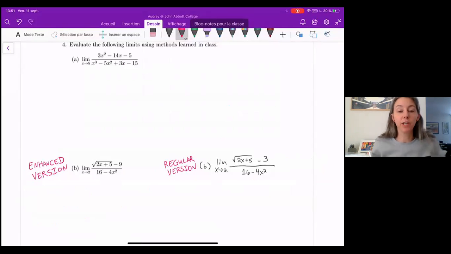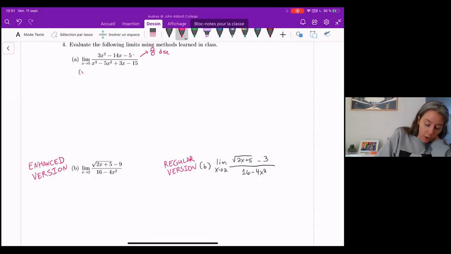And now we have reached the limit portion of this group work. So for A, we want to evaluate the limits using methods learned in class. We want to evaluate the limit as x approaches 5 of (3x squared minus 14x minus 5) over (x cubed minus 5x squared plus 3x minus 15). We know that the first step with limits should always be plug in and see what you get. So I'm going to plug in 5 to my x values, and I see that I will get 0 over 0, which is an indeterminate form that tells me to do something else.